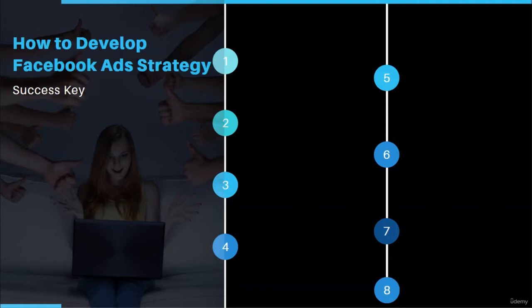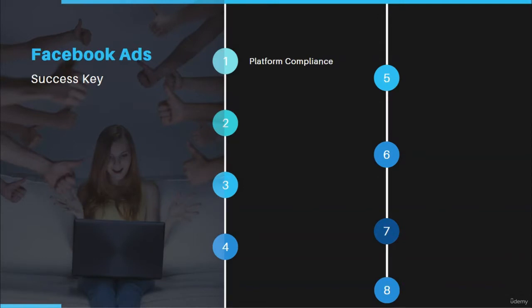The years of experience will be reflected in this course. First, I will reveal the 8 key success indicators. Then I will briefly discuss each of the points so that everyone gets on the same page. The first success key is the platform compliance. Yes, you heard it right. No one will tell you this, but trust me, long-term success on Facebook ads is heavily dependent on platform compliance.